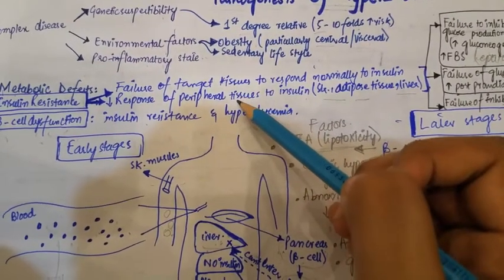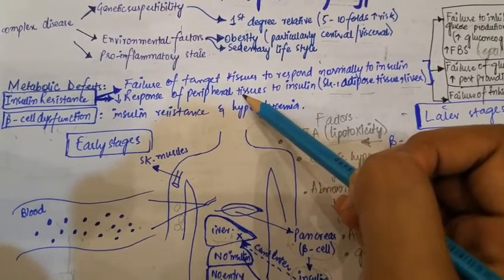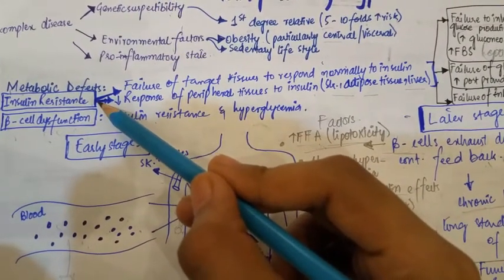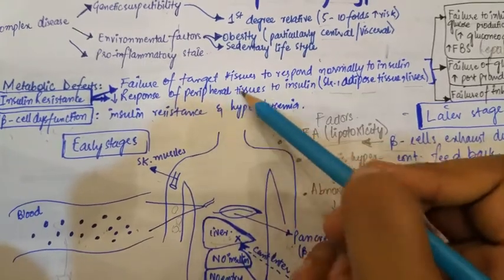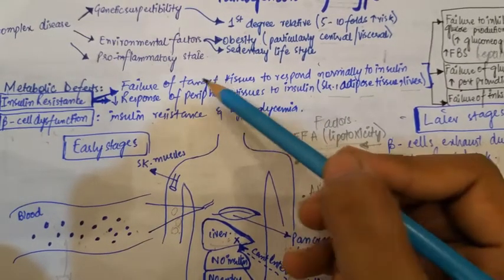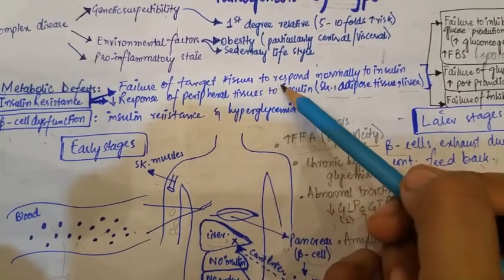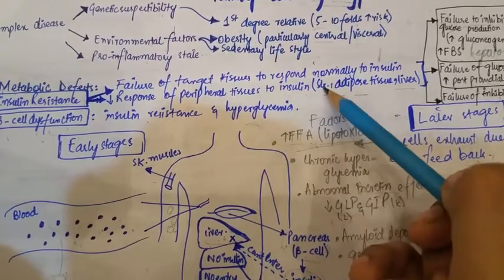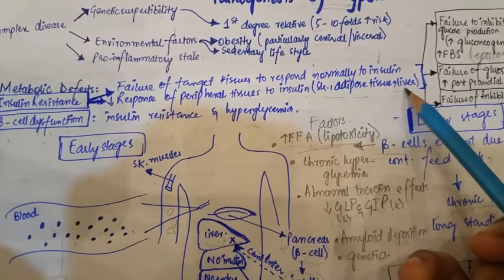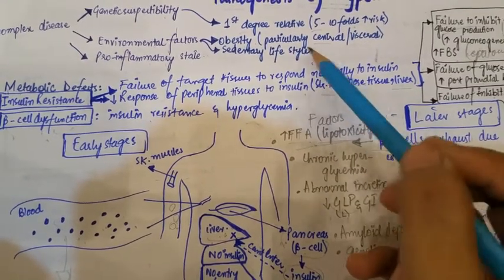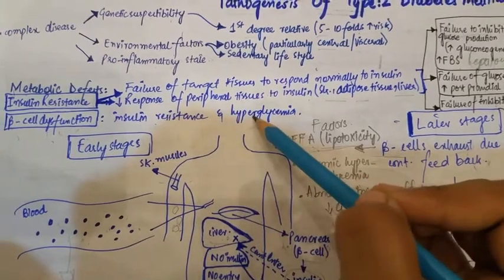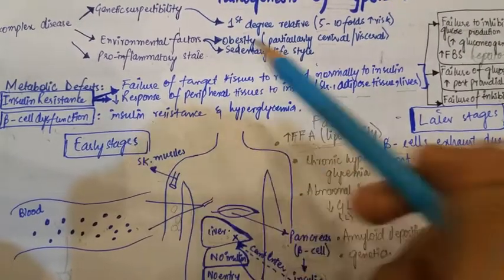What are the metabolic defects included in type 2 diabetes mellitus? First, there will be insulin resistance. What is meant by insulin resistance? It is a decreased response of the peripheral tissues to insulin, meaning the failure of the target tissues to respond to insulin normally. Which peripheral tissues respond normally to insulin? They include the skeletal muscles, adipose tissues, and the liver. When there is insulin resistance and hyperglycemia, it leads to beta cell dysfunction.